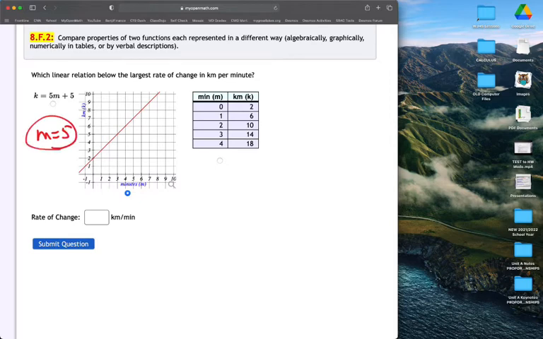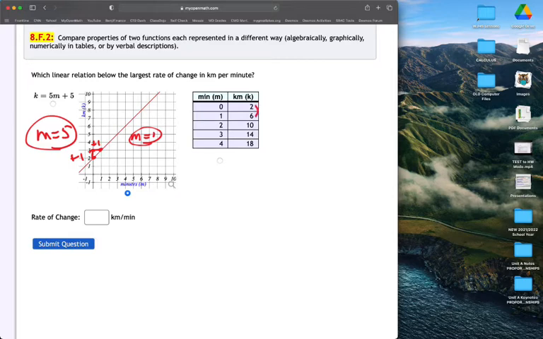The question is, which one has the largest one? As far as the graph goes, we need to find a couple of perfect ordered pairs. I see one there at the y-intercept. And it looks like maybe even one right there. So here we are rising 1 and running 1, so I can see that the slope is 1 from the graph. So clearly it's not the one with the largest.